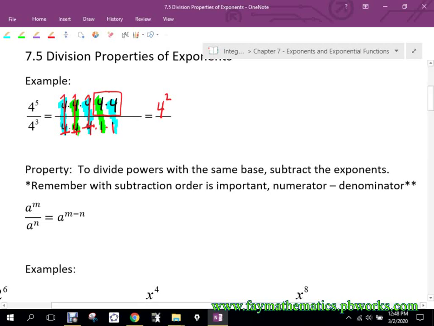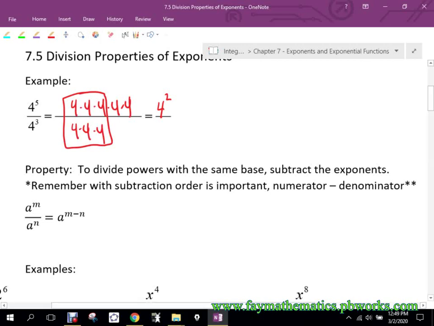No matter how many things I put up here, if I have 50 4s on top and 35 4s on the bottom, when I go through this process, 35 of the 4s on top and bottom are going to pair up and give me 1. Does that make sense? Just like here, 3 of the 4s on top and bottom paired up and gave me 1 times 1 times 1, right?